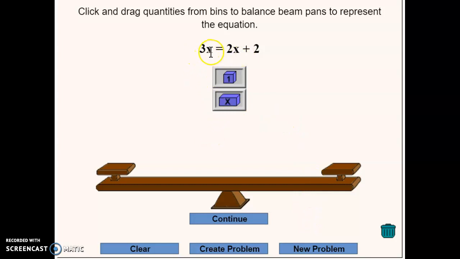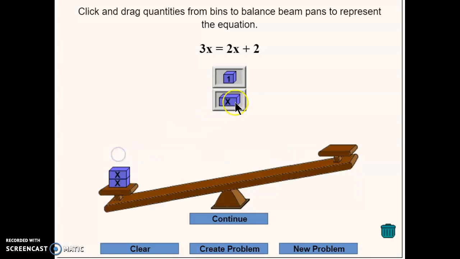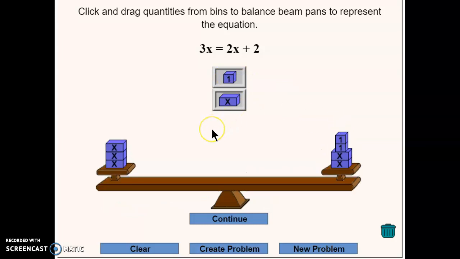In this case, I have 3x on the left hand side, so I drag 3x. Oh, what? Sometimes it doesn't follow the pattern. But anyway, on the left hand side we have 3x. On the right hand side, 2x plus 2. So I drag 2 of the x to the right hand side, and then I have 2. Alright, so now I set up the equation, and the next step is to solve it.